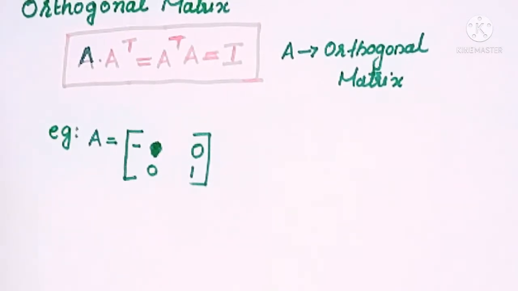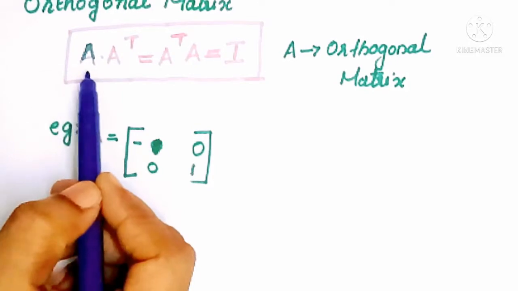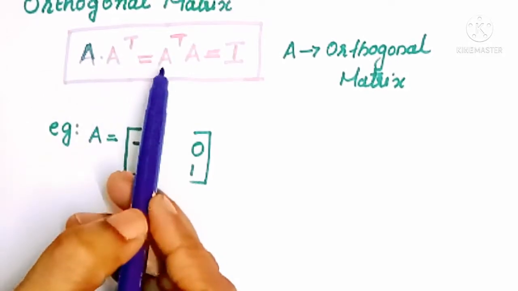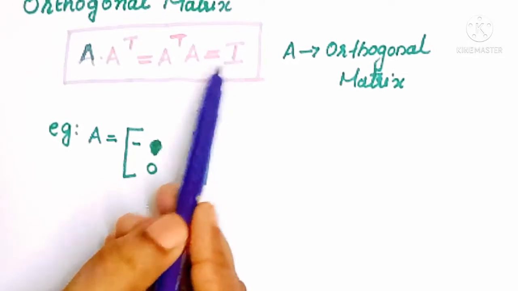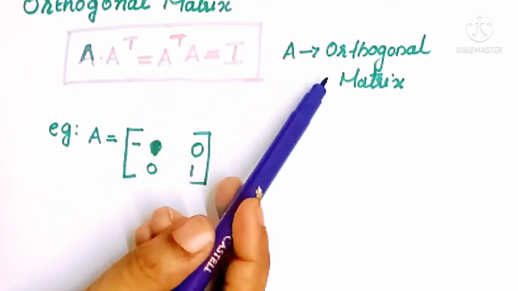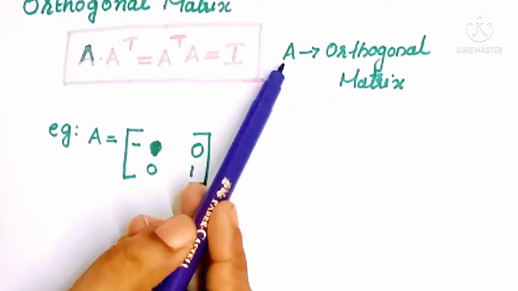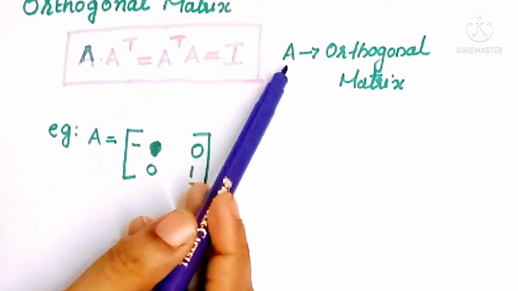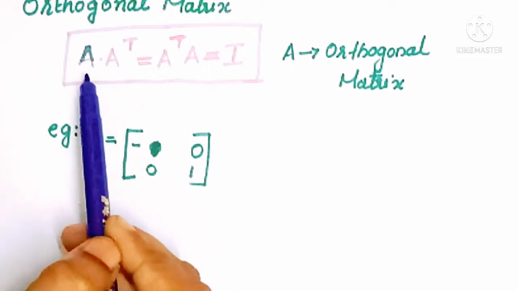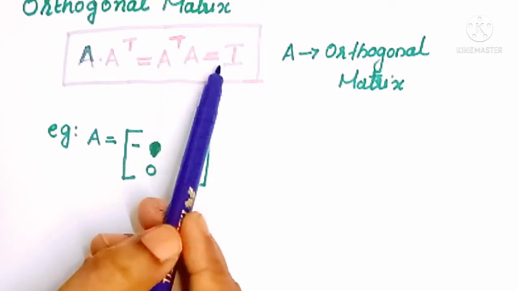Today we are going to discuss what is meant by an orthogonal matrix. The condition of an orthogonal matrix becomes A into A transpose equal to A transpose into A is equal to I, where I means unit matrix or identity matrix. Then this matrix A is known as an orthogonal matrix. When a matrix A satisfies this condition, we can call this matrix A an orthogonal matrix. What is the condition of an orthogonal matrix? A into A transpose equal to A transpose into A is equal to I.